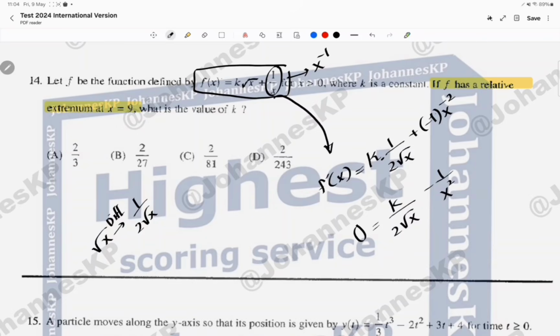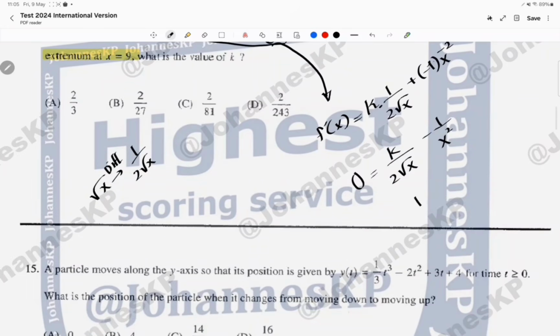And now what? Switch this guy to the left side. I think it's better, so we can equalize things. K 2 root x. Okay, plug in the x of 9.